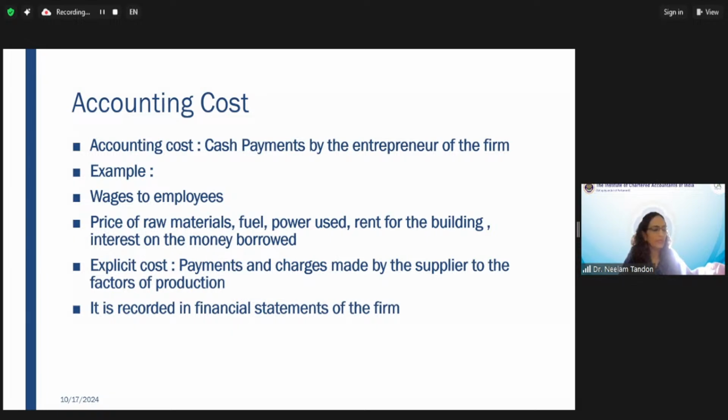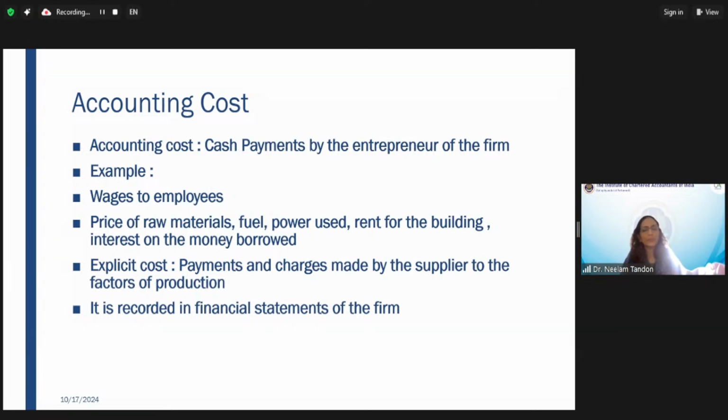Then you buy raw material for production of your goods and services. Suppose you are producing cotton clothes. So you have to buy cotton, you have to refine that cotton to yarn, isn't it? For that you took a machine, and if you took a building on rent, then you have to pay rent for the building. If you have taken a loan for that machine, then the interest on that machine is also cash outflow. So these are all accounting cost components. So accounting cost is basically explicit cost.